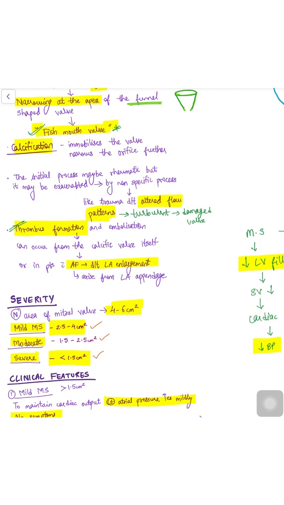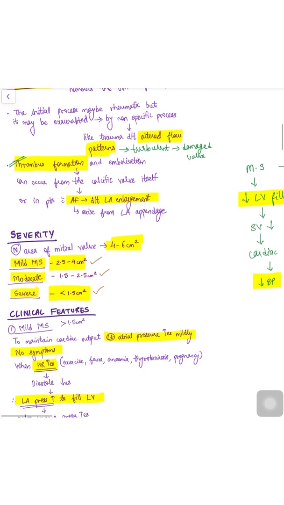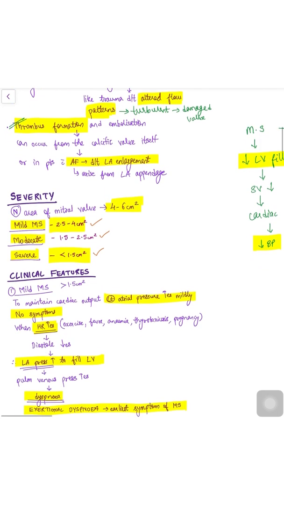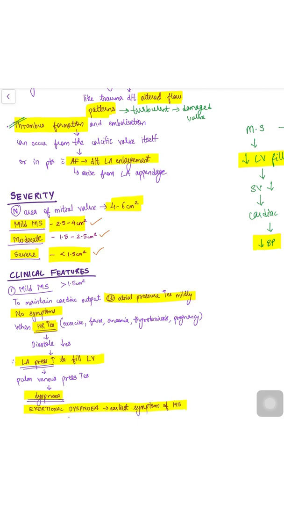Now, what are the clinical features of MS? If you correlate with the pathophysiology, you will be able to understand the clinical features of MS. Now, in a mild MS, the patient is able to maintain enough cardiac output at rest. So the left atrial pressure is going to increase only mildly, and the patient will have no symptoms.